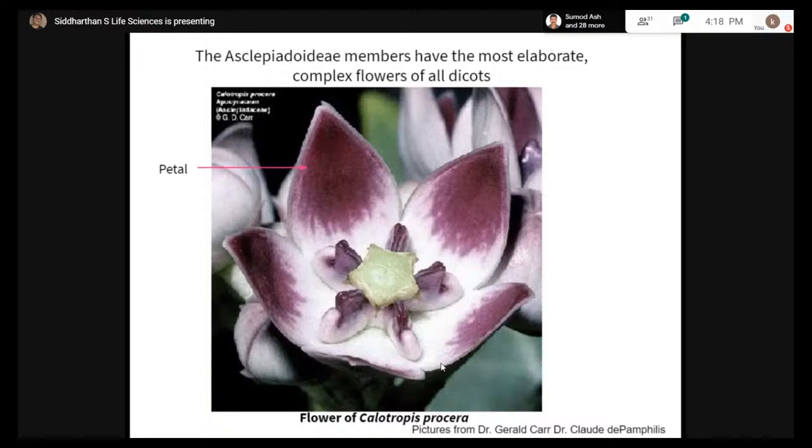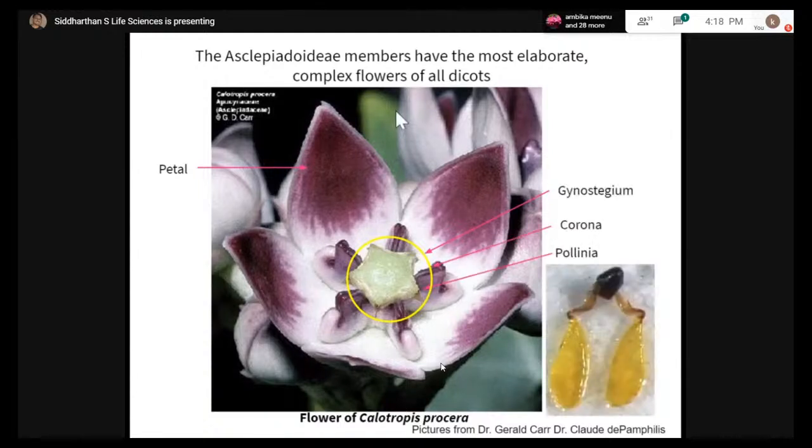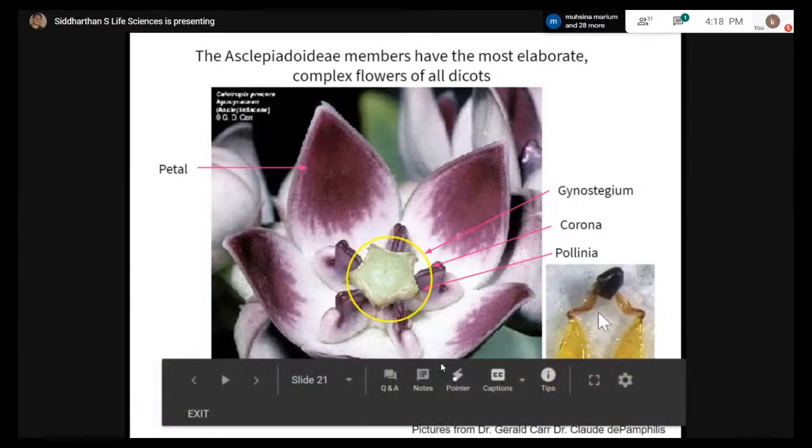Asclepiadoideae, you might have seen from your school books itself. It's not a normal flower. Here you have a special structure called corona, which is formed by the fusion of the stamens and the stigma. There are no separate stamens and anthers here. Instead, the anthers are arranged into pollinia, specialized structures.